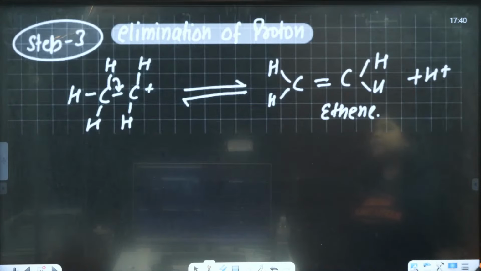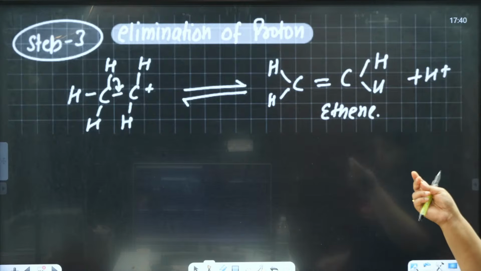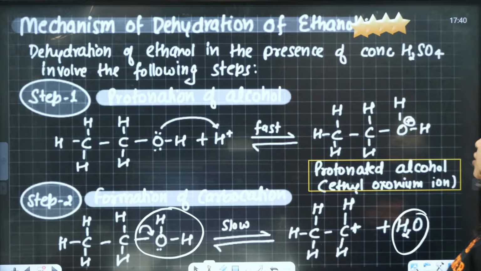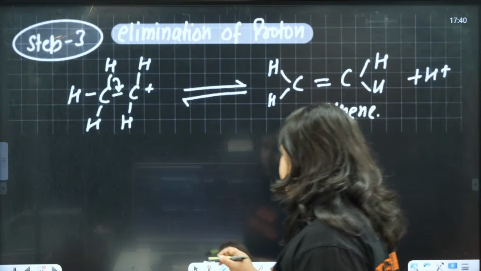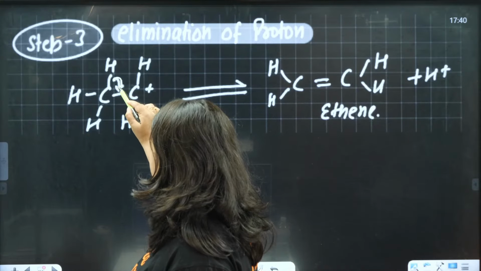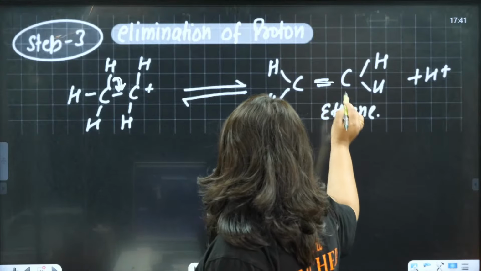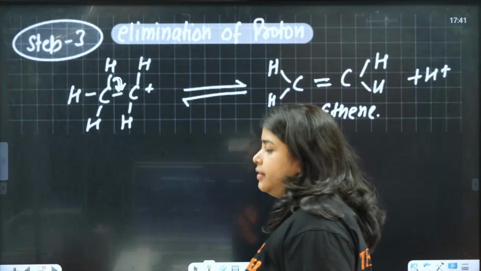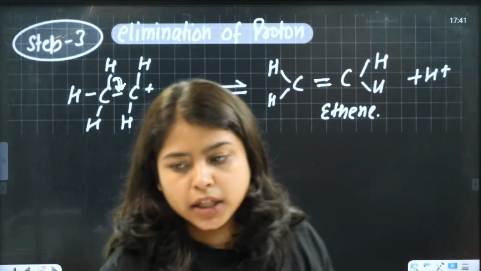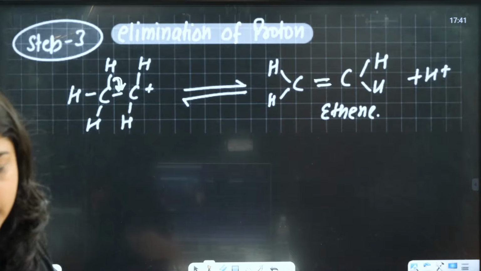The next step is elimination of a proton. Now, how are you going to eliminate the proton? We need to eliminate the proton now, that is, an H is going to be removed. That is how ethene is formed. Clear? Means the hydrogen will get attached, so for that purpose it becomes a double bond here, and then ethene is formed. Clear, everyone?